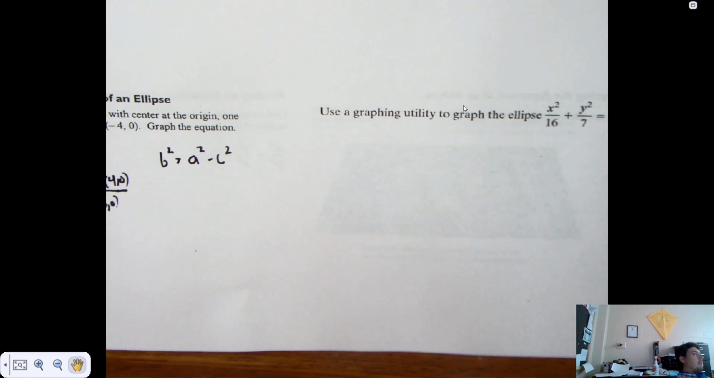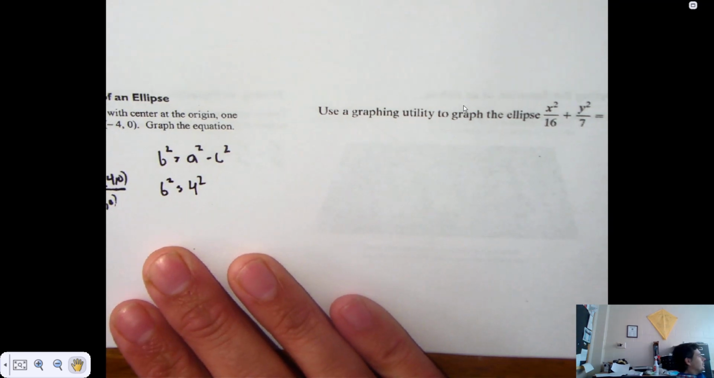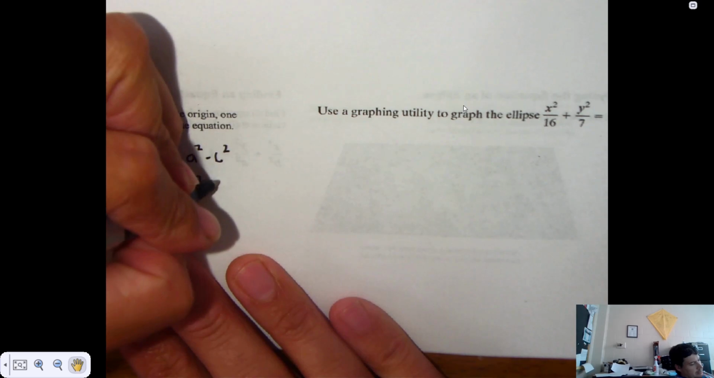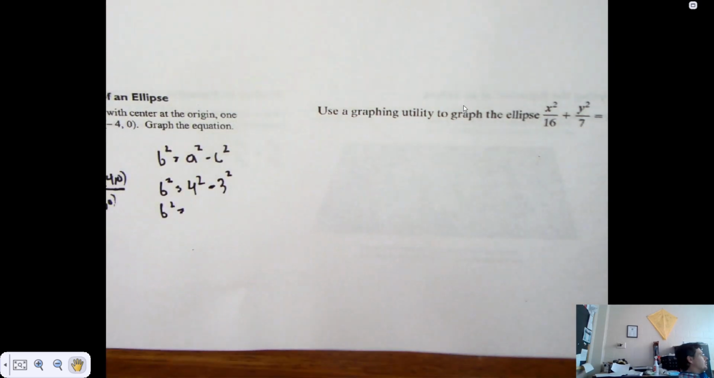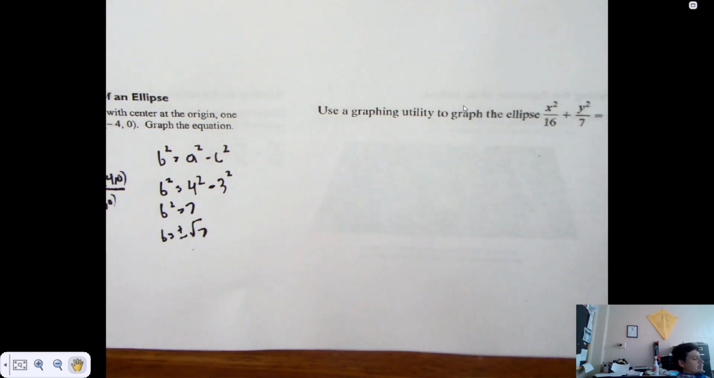Where do you get a? Does a come from the vertices or the foci? Vertices, because foci has a c in it, right? So b squared is 4 squared. You can pick on the 4, positive 4, negative 4. Nobody cares. Minus c squared. What's c squared? What is c? 3 squared. So we do a little 4 squared minus 3 squared. What do we get? 7. So b is plus or minus the root of 7, which is kind of hard to graph.